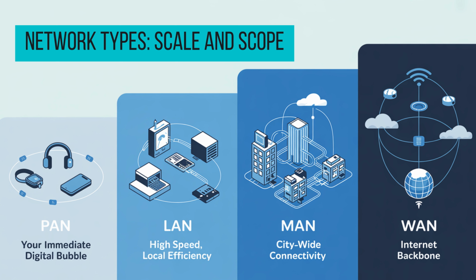LANs cover limited geographical areas. Think of your home network, your office, or the campus. The key characteristic here is speed and local efficiency. Because everything is relatively close together, LANs can achieve very high data transfer rates. We are talking 10 to 1000 megabits per second. That's why transferring files between computers in the same office is so much faster than downloading from the internet.